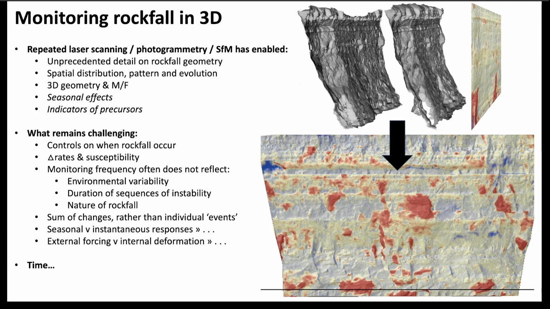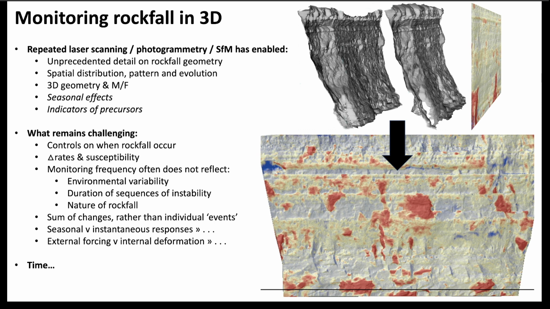So an approach to try to understand these cliff faces a bit better has been to use 3D monitoring using sequential, either terrestrial laser scanning, so a form of LiDAR, photogrammetry, or more recently structure from motion imagery through photography. This provides unprecedented detail on the rockfalls themselves, their spatial distribution, pattern and evolution, and also their 3D geometry from which we can derive volumes and magnitude frequencies. So the example on the right-hand side shows 2 digital elevation models captured using laser scanning. These are then subtracted to give an image such as that at the bottom.